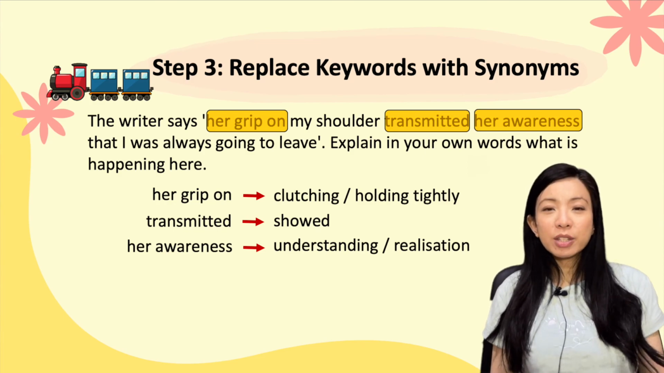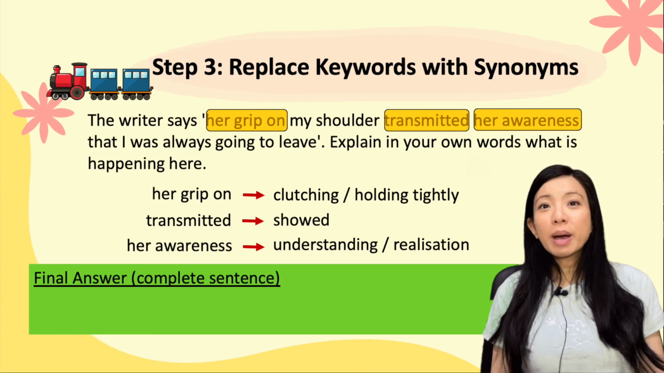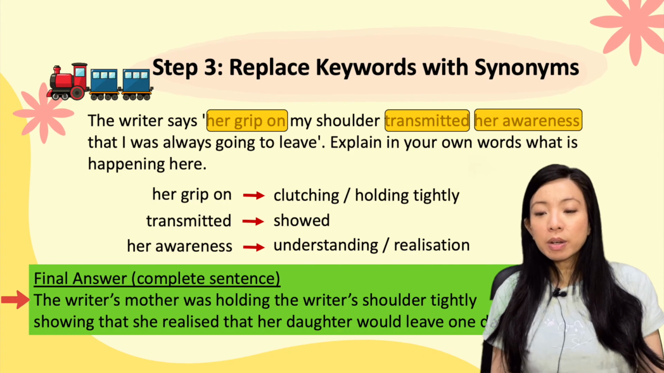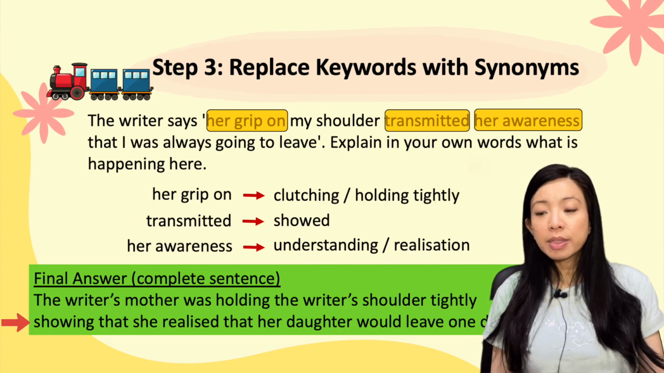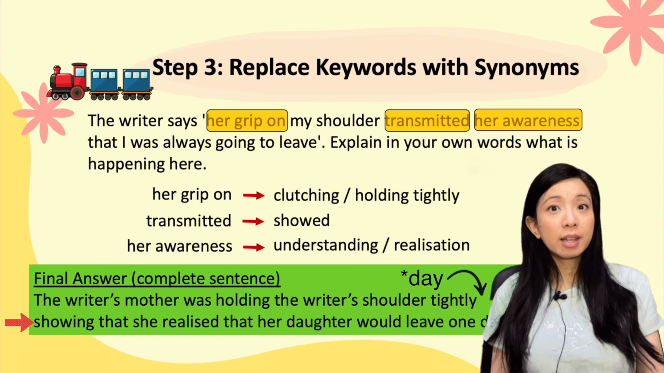Okay, so now I have these three things, I'm going to put them all together in my final answer. So my answer goes like this: the writer's mother was holding the writer's shoulder tightly, showing that she realized that her daughter would leave one day.